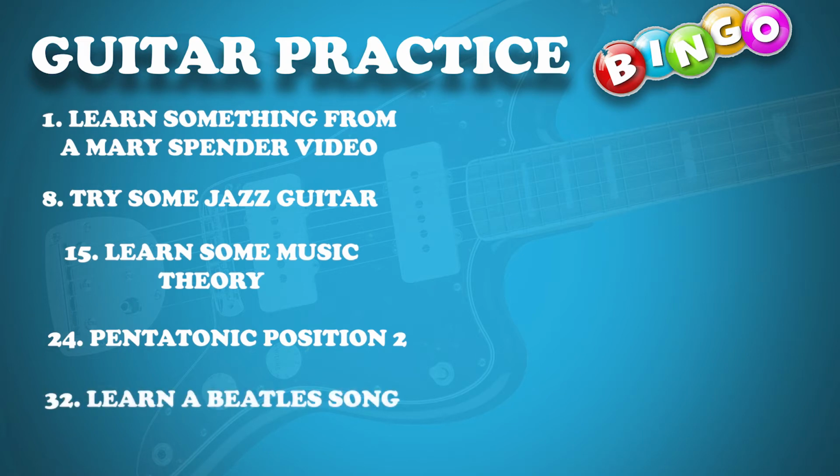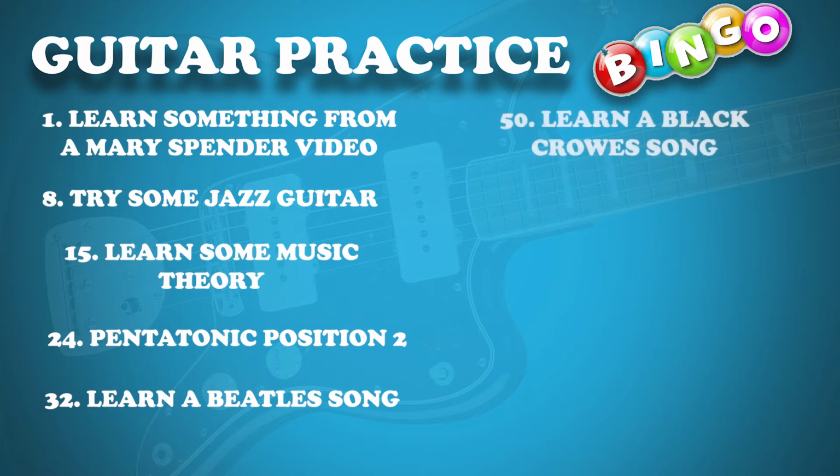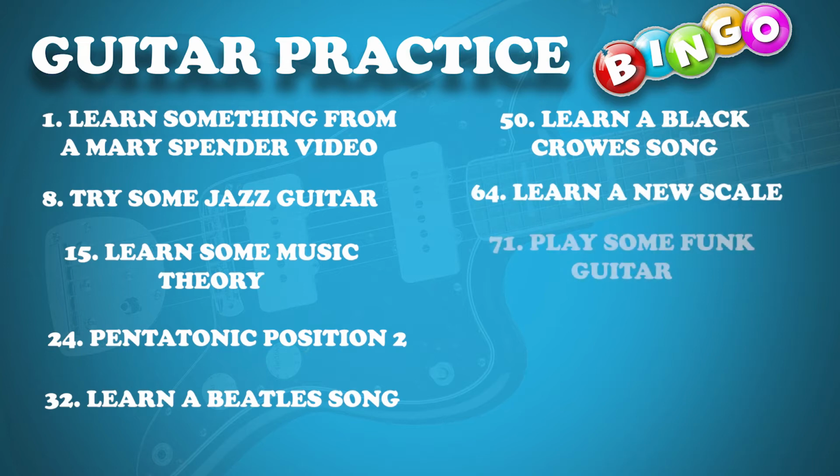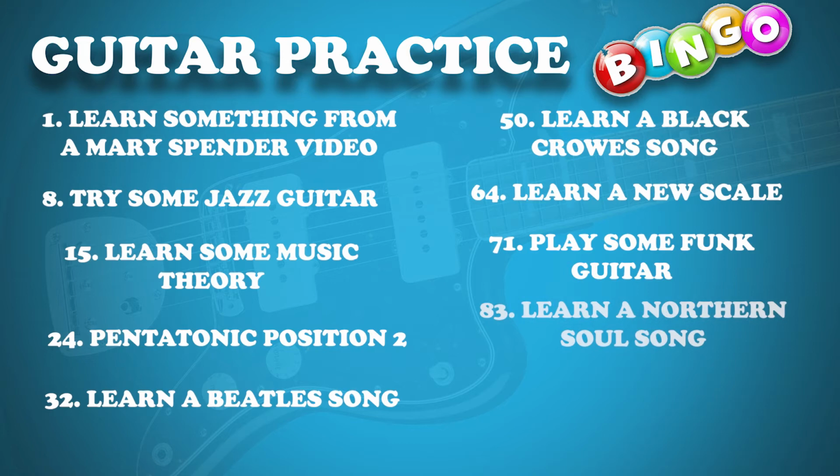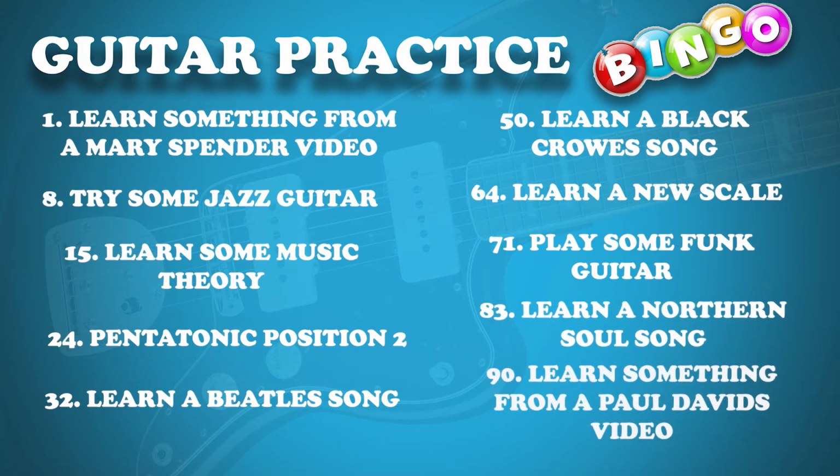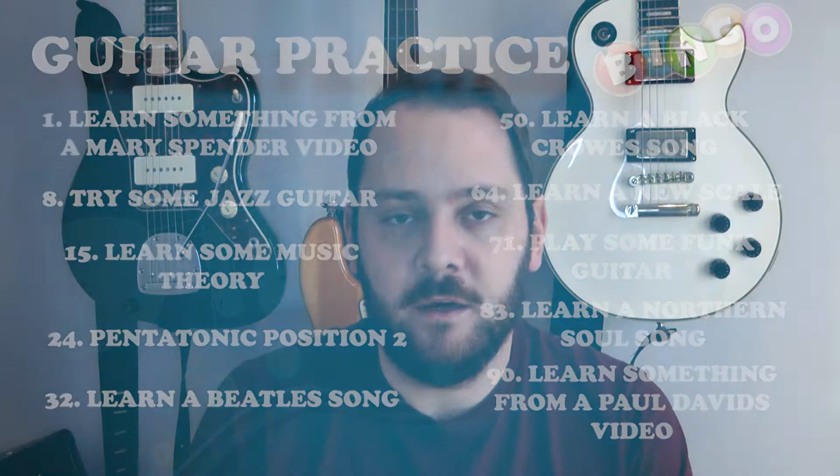Number 32 is learn a Beatles song. I've just written a few of these down. 50, learn some Black Crowes. 64, learn a new scale. 71, try some funk guitar. Number 83 is learn something from a Northern Soul song. And number 90 is learn something from a Paul Davids video. So that gives you an idea of what they all are.